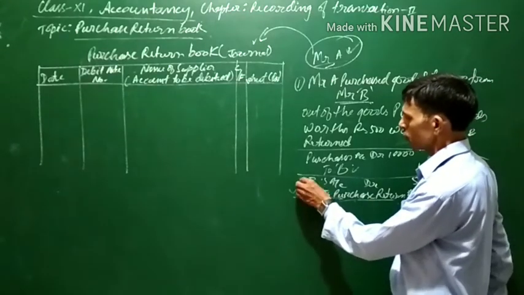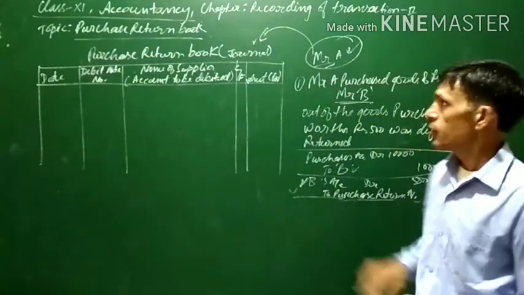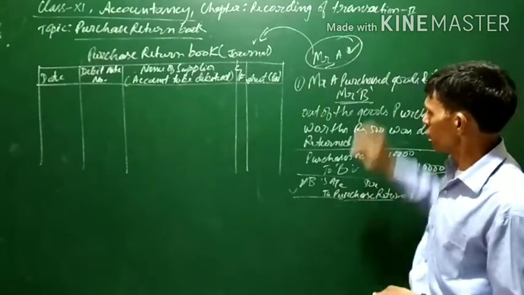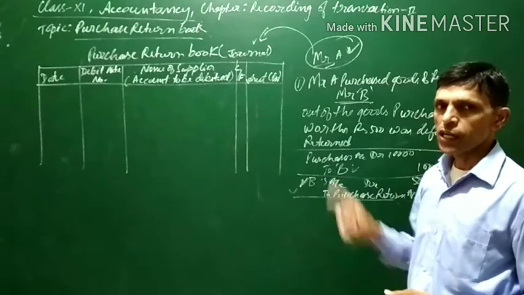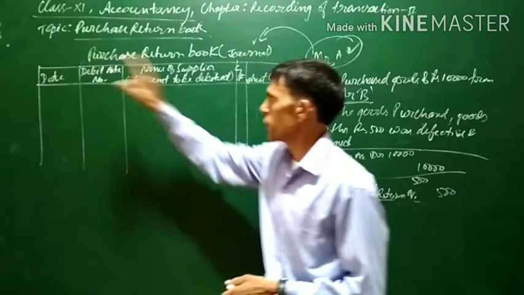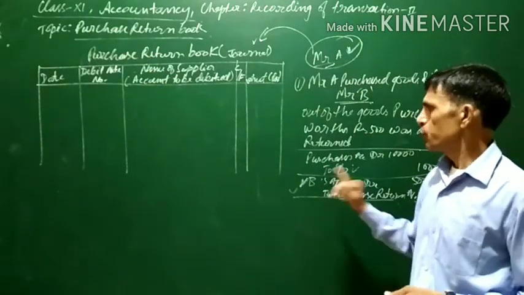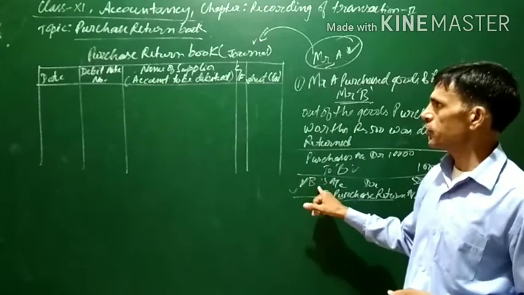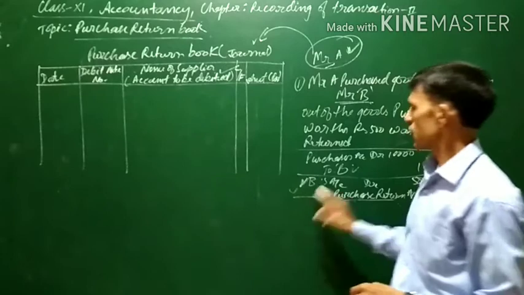So when B's account will be debited, that is why a debit note will be prepared. That is, Mr. A will inform B that your account is being debited. And for this, a debit note will be prepared by A and sent to B. Here also, the name of the account to be debited, B's account, will be written.